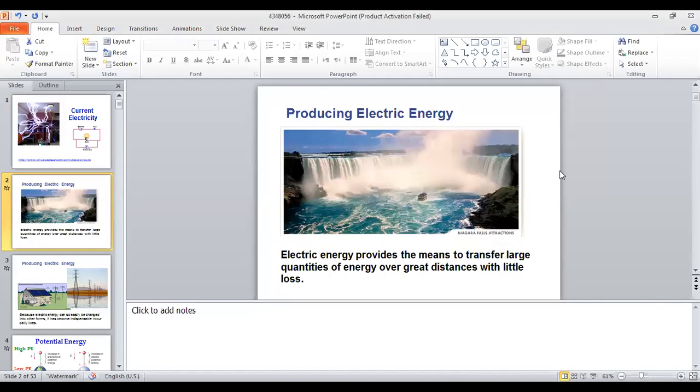Okay. Why produce electric energy? Electric energy provides us the means to transfer large quantities of energy over great distances with little loss. That's why we need electric energy in our daily life for our needs and for a lot of purposes. We need electricity.